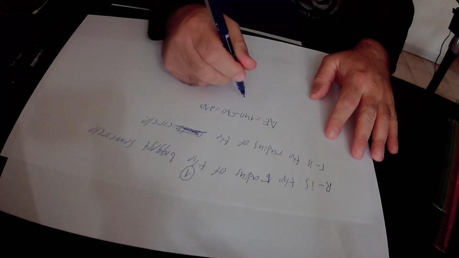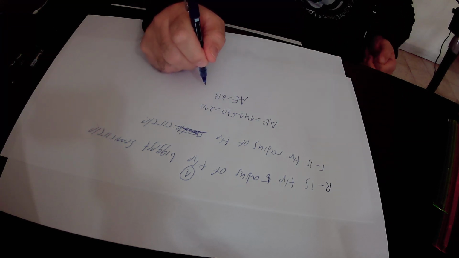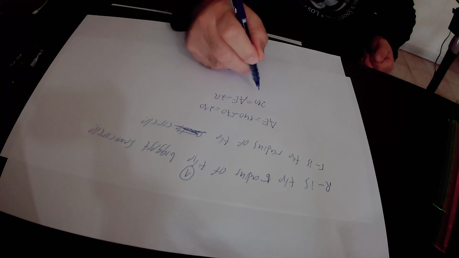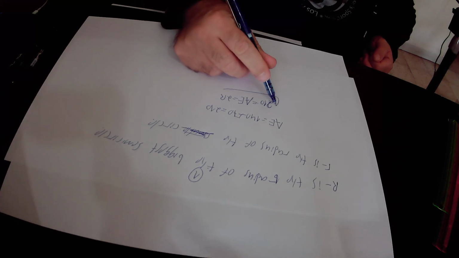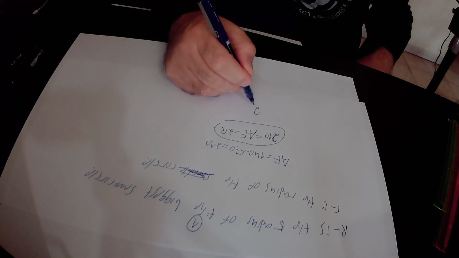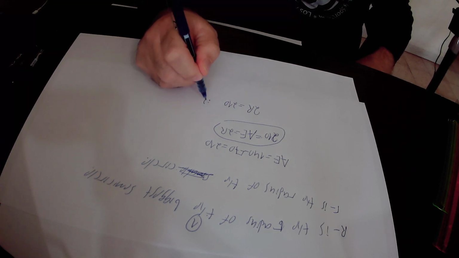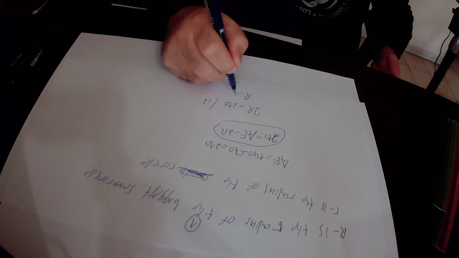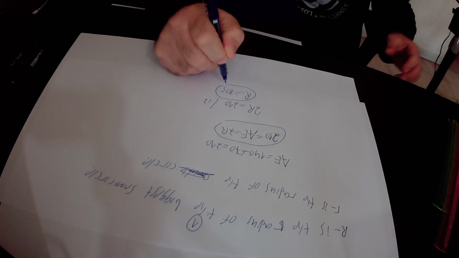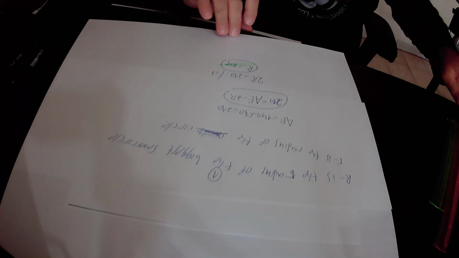AE equals 2 times capital R, that is the radius of the biggest semicircle, and we have already found out that AE equals 210 units. From this equation you can conclude that 2 times capital R equals 210. Here we'll divide this equation by 2 and we'll get that capital R, the radius of the biggest semicircle, equals 210 over 2, that is 105 units. Capital R equals 105 units.